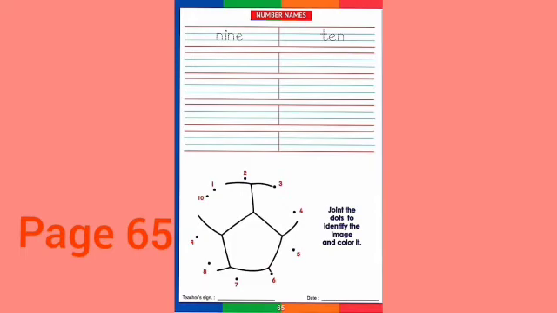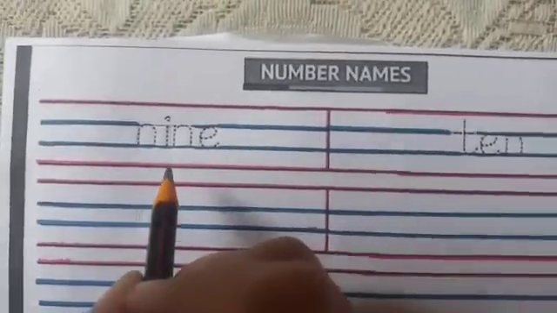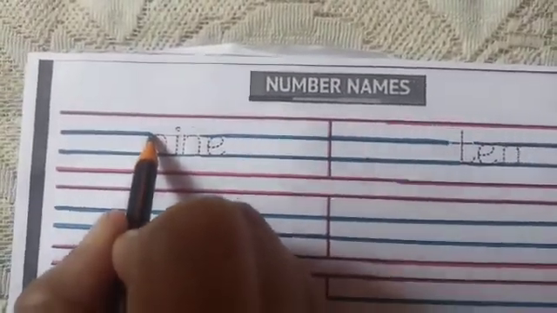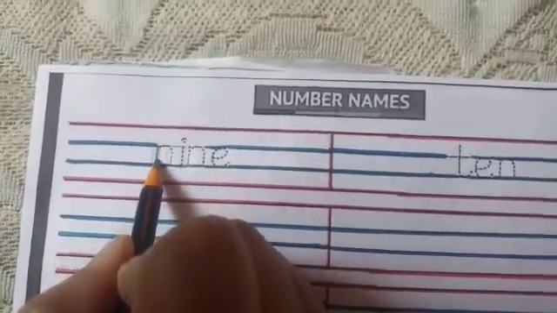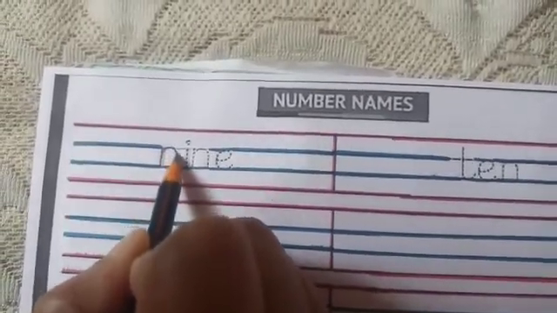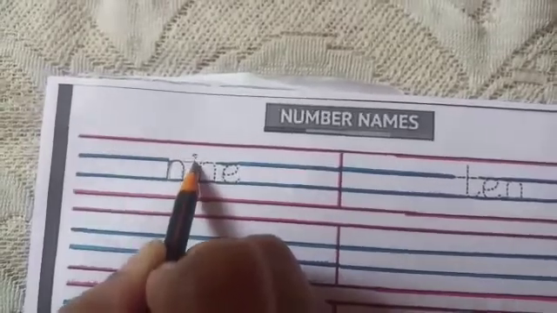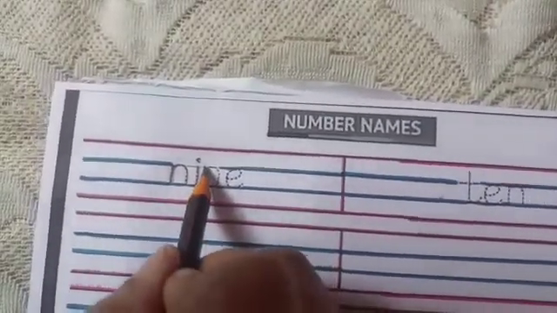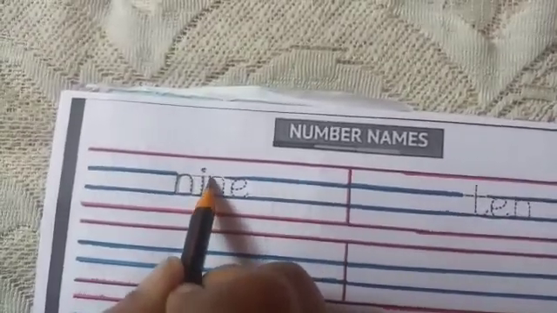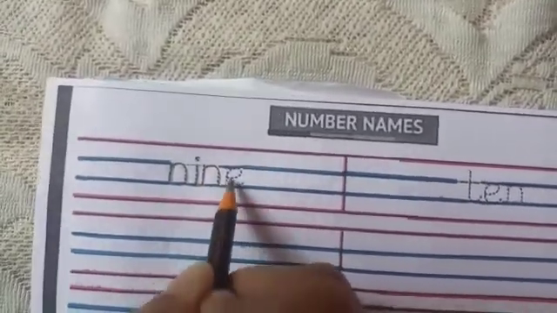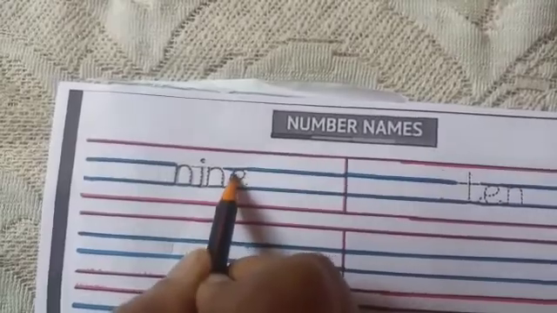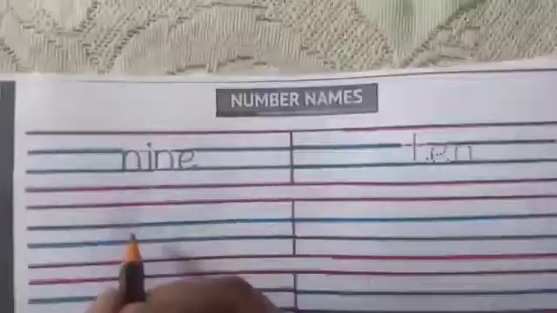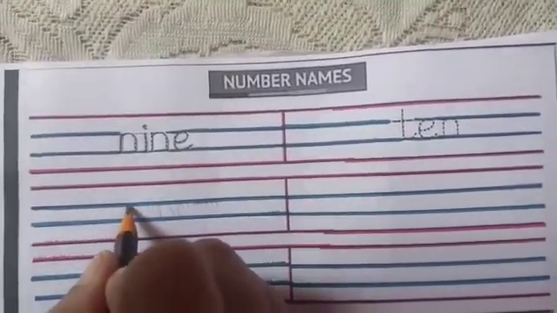Now kids, you all have to write number names 9 and 10 on page number 65 in your classwork books. But I shall show you the formation on a paper. Let's trace number 9 first. N, I, N, E, 9.